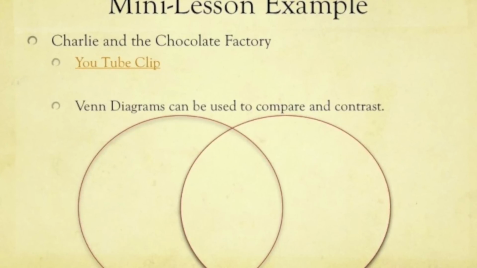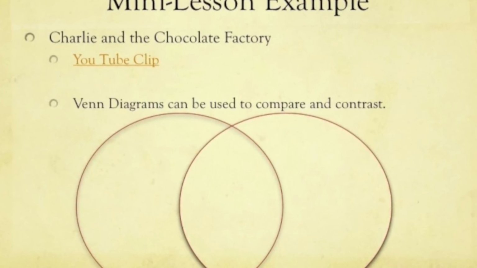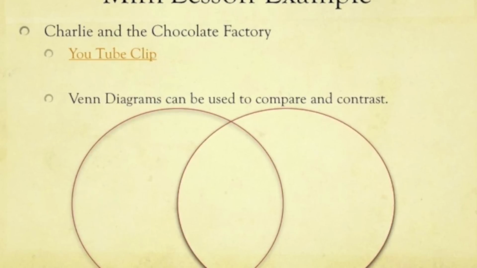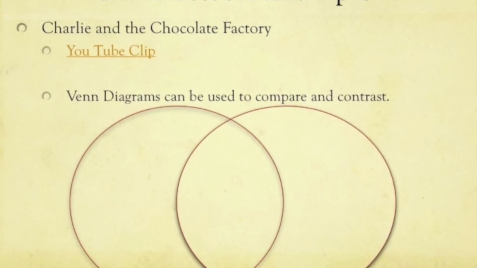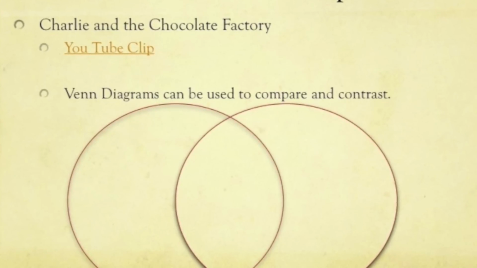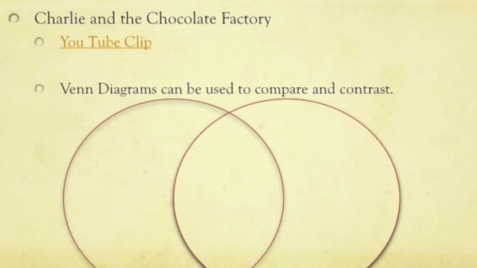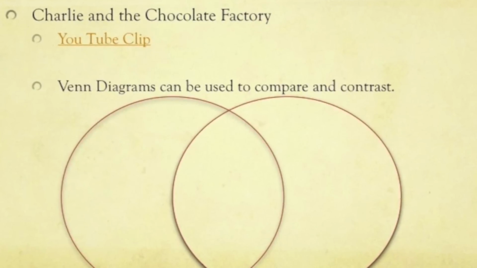This is an example of what could be used as a mini lesson. During a literature focus unit on Charlie and the Chocolate Factory, the teacher could show a clip from YouTube from the movie. Afterwards, the students could create Venn diagrams to compare and contrast the movie and what they've read in their book in class.